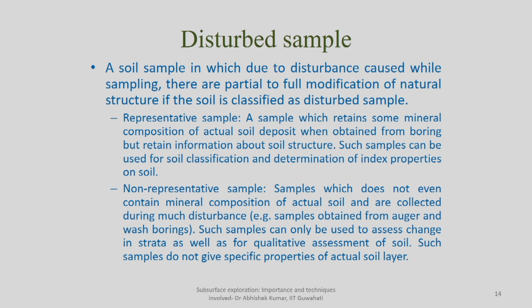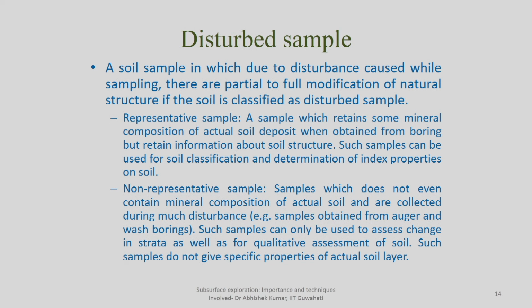If not, then you call it a non-representative soil sample, which does not even contain the mineral composition of the actual soil and is collected with much disturbance, as during auger and wash boring. You call it non-representative because it is completely mixed with water when brought onto the surface. You will not get any idea about what kind of soil class it is or what the index properties of the soil are, because it is mixed and comes after a lot of disturbance. It may even contain soil from shallower depths while being brought onto the surface, because the soil is coming mixed with water. That kind of sample you call a non-representative soil sample.